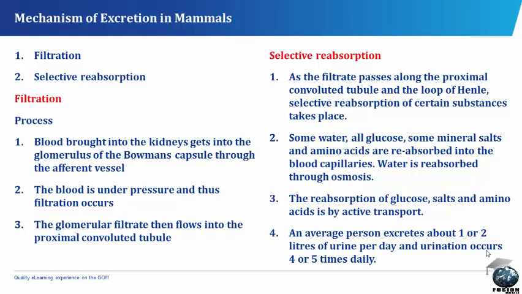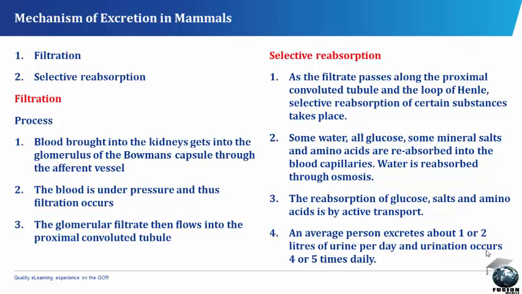The selective reabsorption. As the filtrate passes along the proximal convoluted tubule and the loop of Henle, selective reabsorption takes place. Certain substances are reabsorbed back into the blood while others are retained. Some water, glucose, some mineral salts, and amino acids are reabsorbed into the blood capillaries. The reabsorption of water is through the process of osmosis.